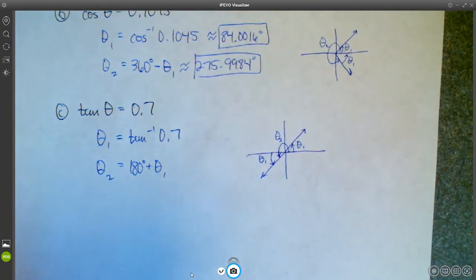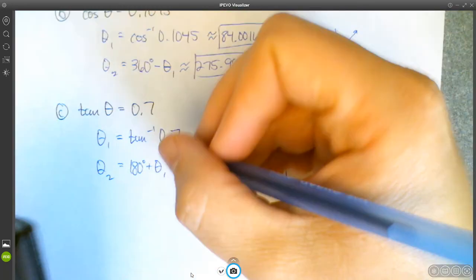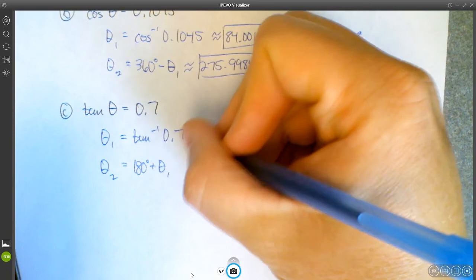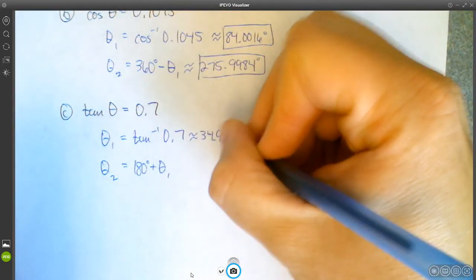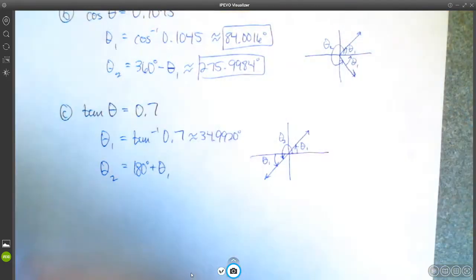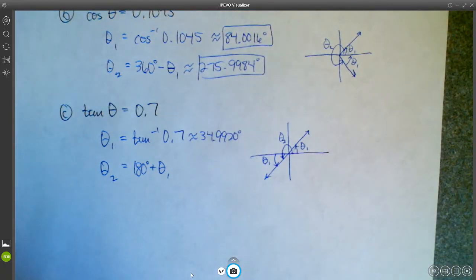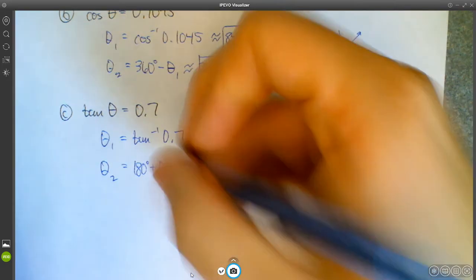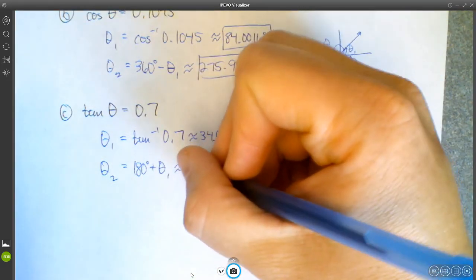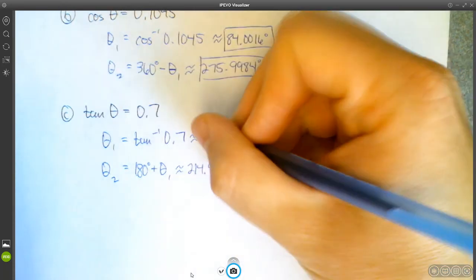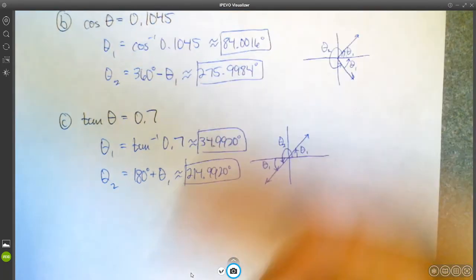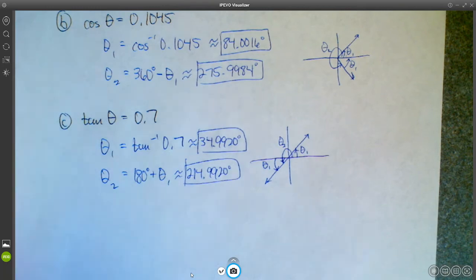Let's see what we get. Tangent inverse of 0.7 is about 34.9920 degrees. And then that plus 180 is about 214.9920 degrees. Okay? And that's that.